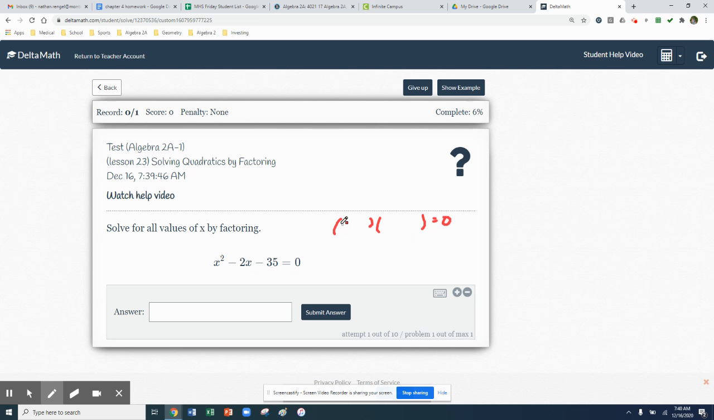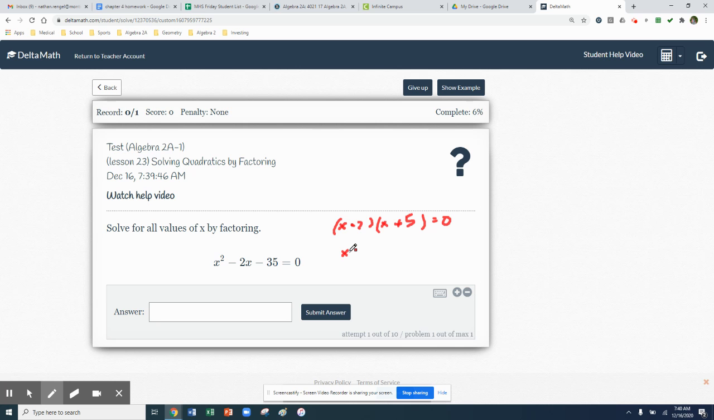Well, to get to 35, I have to get 7 and 5. That's the only way I can multiply to 35, besides 1 and 35, but that's not going to be very common where we have to do that. But to add to negative 2, it's going to have to be a negative 7 and then plus 5, because negative 7 times 5 is going to equal negative 35. Negative 7 plus 5 is going to equal negative 2. So I'm just using that little riddle to help me out.